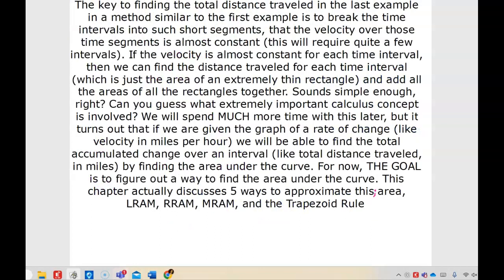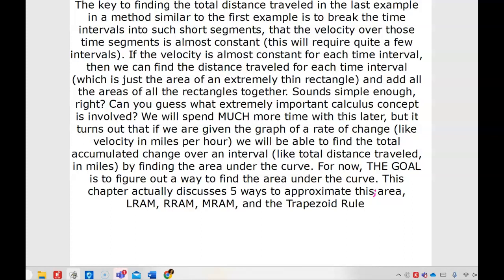So the key to finding total distance traveled in that last example is a method similar to the first example. What could I have done to make my estimate better? I could have made more shapes, more triangles or more rectangles that would have been closer to the heights of the actual curve. So what we're going to talk about today is something called a Riemann sum, where we create more than one triangle to approximate the area under a curve.